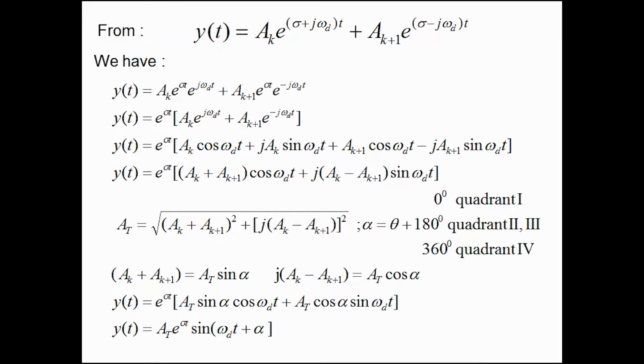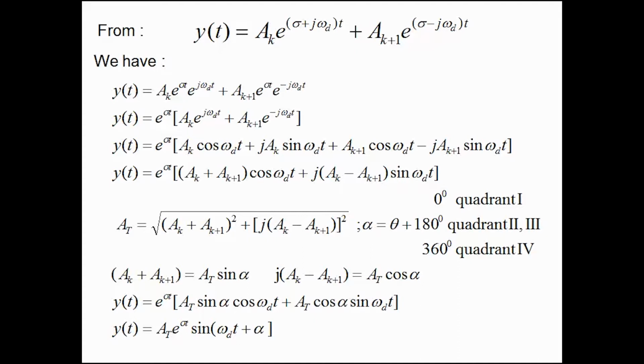The resulting y of t for case 3 can actually again be combined into a single term using the formula which we have derived earlier. So meaning y of t is equal to A total e raised to sigma t sine of quantity omega d t plus the angle alpha.